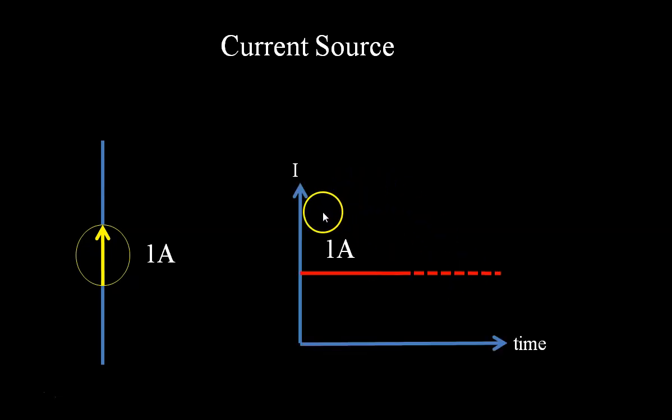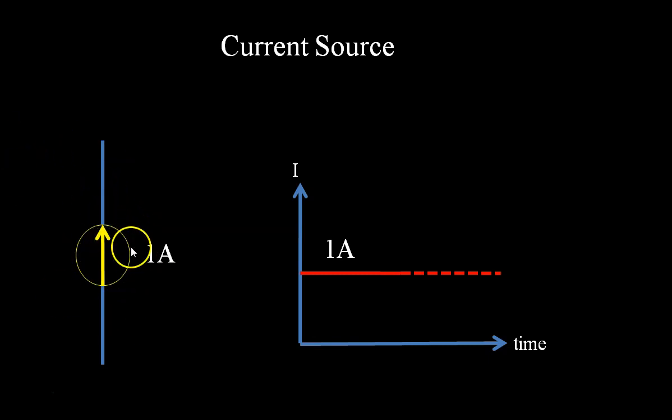Okay, so what I wanted to say is, if this is the current source, the current I, irrespective of whatever time, this current source maintains constant current, that is 1 amp, throughout the time. And another important thing to remember about the current source is, the voltage across this current source can be anything. I'll just repeat. The voltage across the current source can be anything. It can be 1 volt, 10 volts, 10,000 volts, doesn't matter.